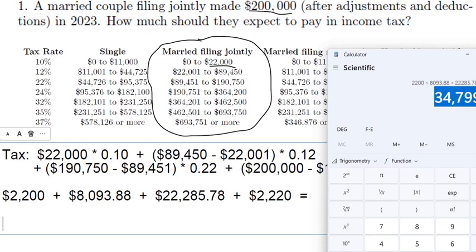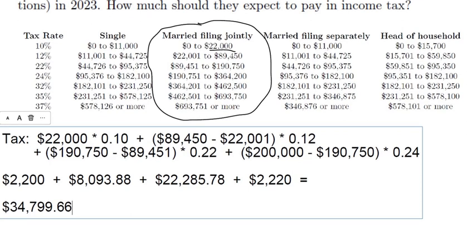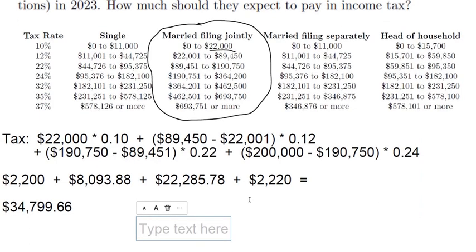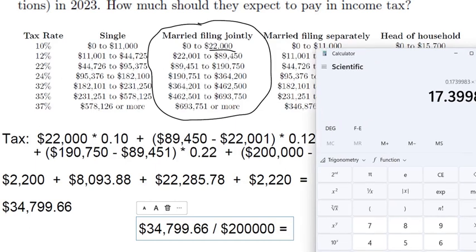So it looks like they're going to have to pay $34,799.66. So their effective tax rate would be, I guess maybe that's before you take your deductions, but instead of the 24% that somebody might have speculated at the beginning, we can divide to calculate a percentage. You take the amount you're interested in, the tax, divide by the base, and times 100%. So it's only about 17.4% instead of 24%.